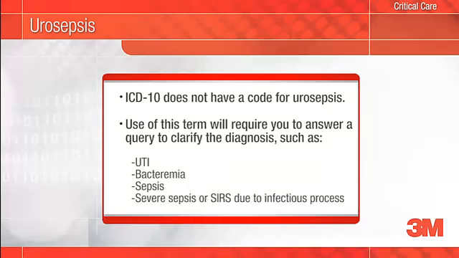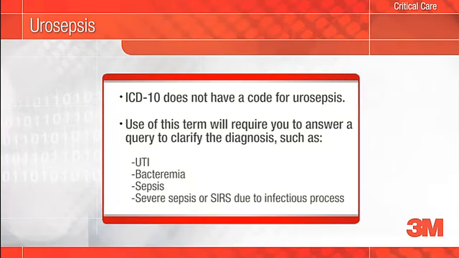What is new with urinary tract infections is that the diagnosis of urosepsis can no longer be coded in ICD-10. In ICD-9, a diagnosis of urosepsis defaulted to the code for an unspecified urinary tract infection. If you record a diagnosis of urosepsis in the ICD-10 environment, it will generate a query asking you for clarification.